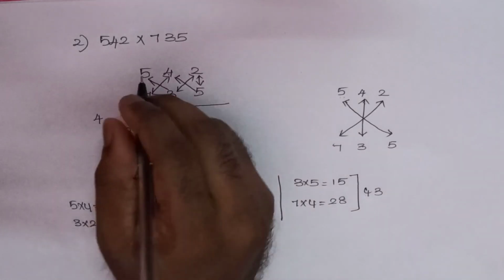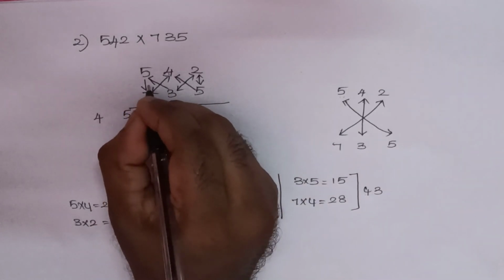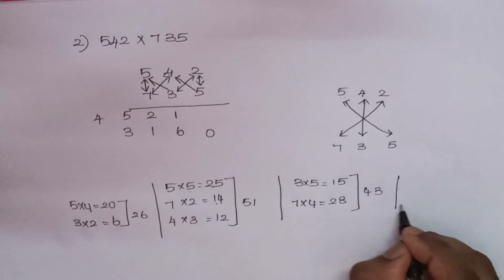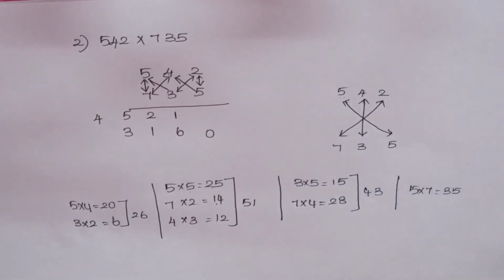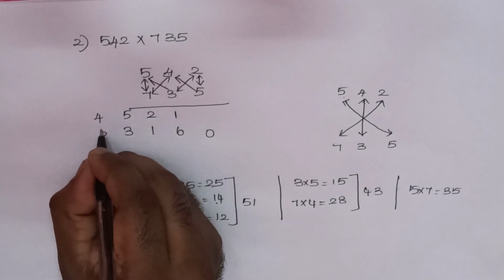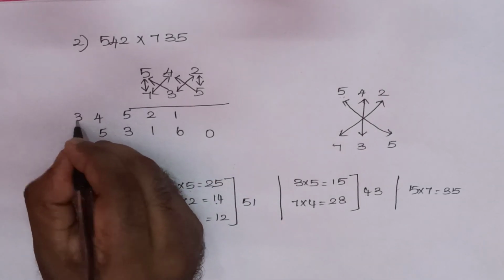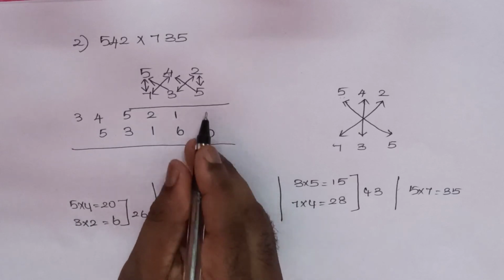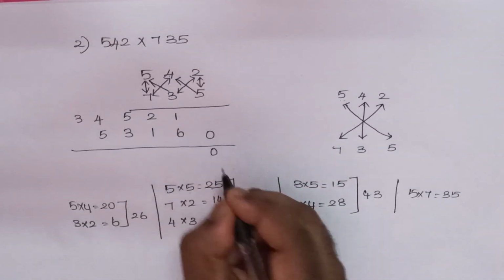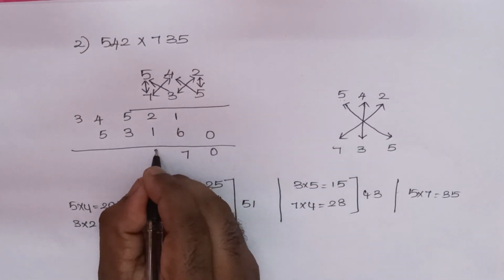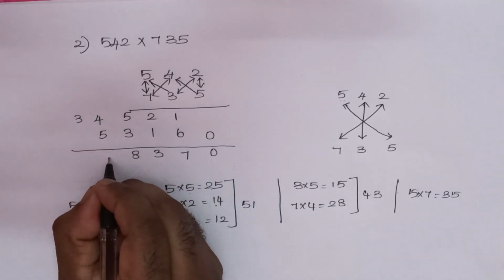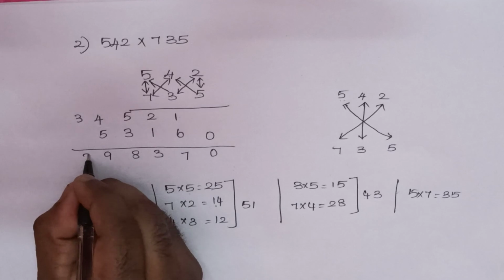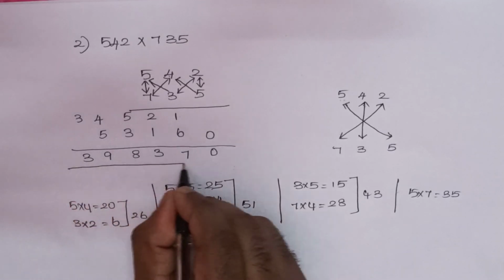And the last step is to multiply the 100th place. It is 5 into 7, which is 35. So put 5 and 3 as a carry. Finally you have to add all those things. 0, 7, 2 plus 1, 3, 5 plus 3, 8, 4 plus 5, it is 9 and 3. So this is the answer.